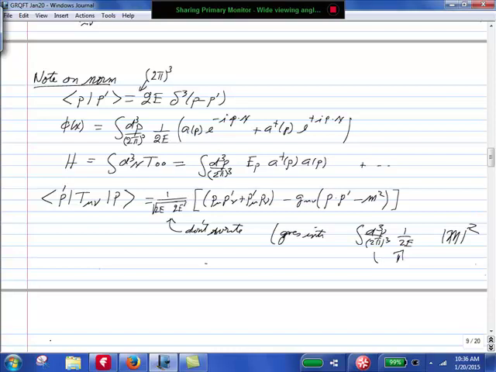Okay? But when I say there's a factor of 1 over 2E in this matrix element, this is where it comes from. Okay? Anybody questioning that? All right.